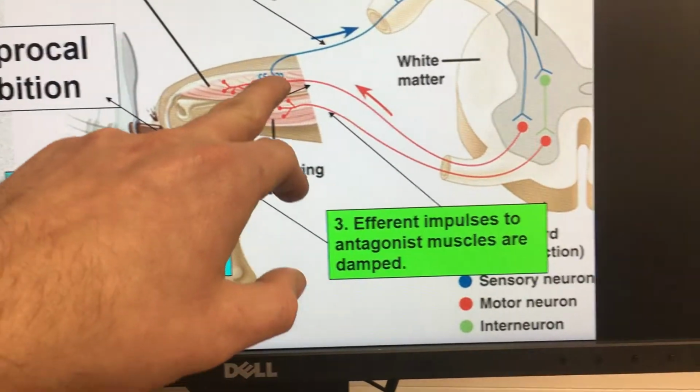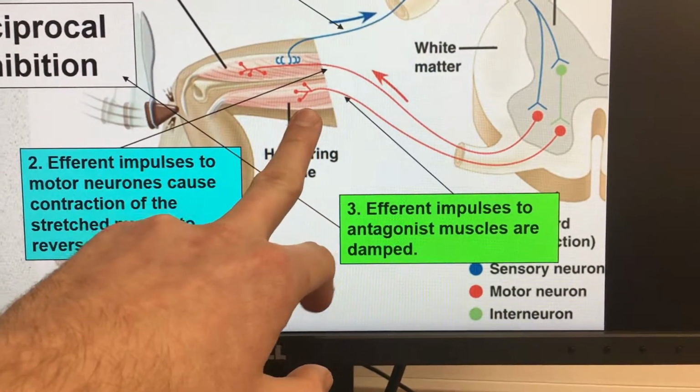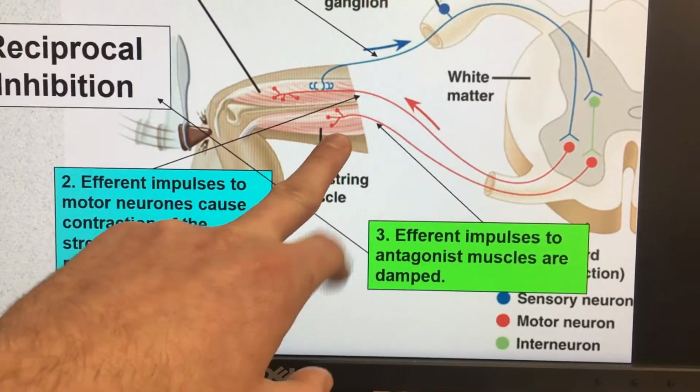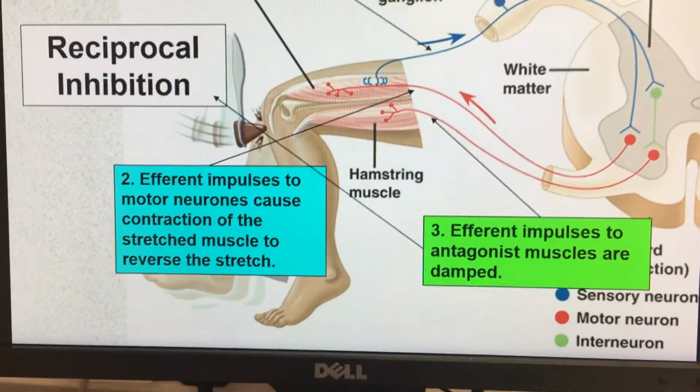But at the same time quadriceps are told to contract, we send a message to the hamstrings to relax so they are protected from injury, which is reciprocal inhibition. We're inhibiting those hamstrings from working.